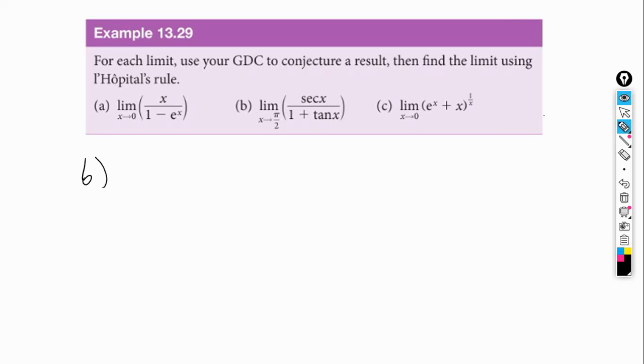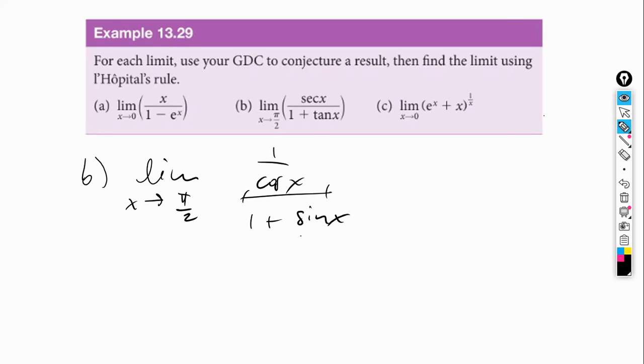Okay, so now we'll take a look at B. For B, they ask us to find the limit as x approaches pi halves of secant of x over 1 plus tangent of x. So what I suggest you guys do here in general is rewrite this in terms of sine and cosine. So secant we know is 1 over cosine of x, and this would be over 1 plus sine of x over cosine of x. And then let's plug in pi halves.